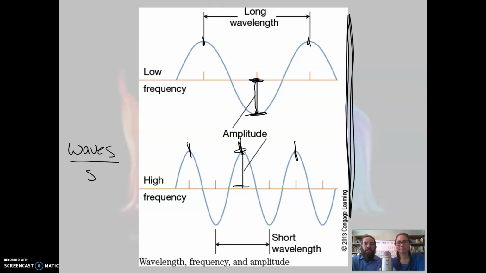Yeah. So you can see that longer wavelengths would have lower frequencies because they are traveling at the same speed. So you can see this higher frequency has the shorter wavelength, so more waves will end up going by in a given amount of time.